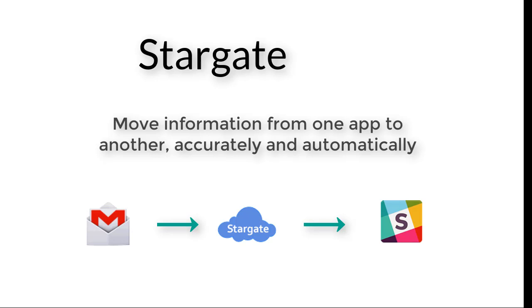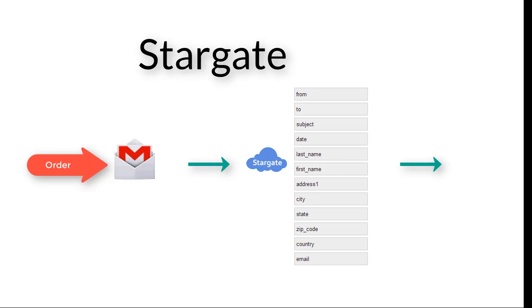In this tutorial, I'll walk you through the basics of using Stargate to move information from one app to another. In this specific example, we're going to see how an order that lands in your Gmail account can easily be broken down and the information sent to one or more apps automatically. In this case, the order will come from BlueSnap, and the order information will be sent to a specific channel in Slack. So, let's get started.